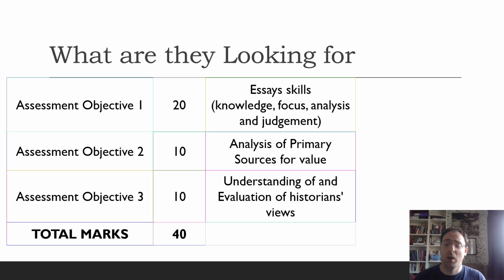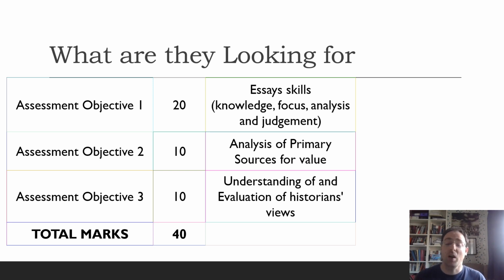Assessment objective 2 is analysis of primary sources and its assessment of value. So do you have 3 primary sources? If you don't, the mark scheme will absolutely crucify you on it. So you make sure you have 3 primary sources. You have to then assess them for value, and the number of marks you'll get will depend on how good a job you've done of assessing that.